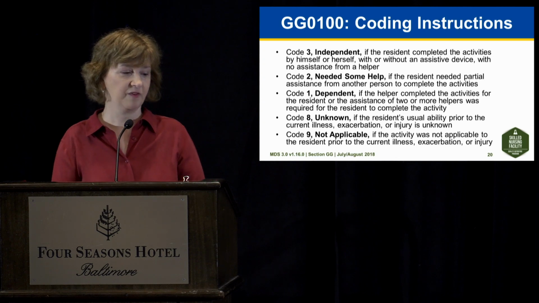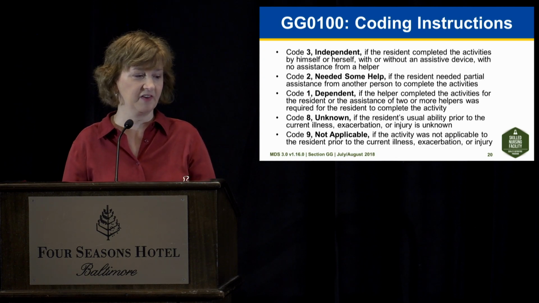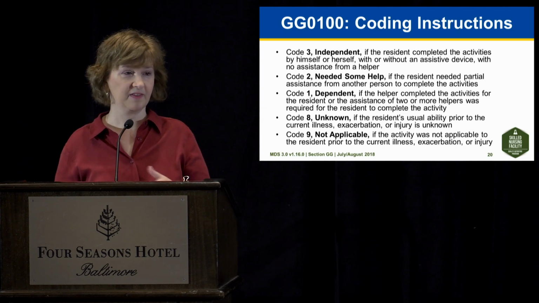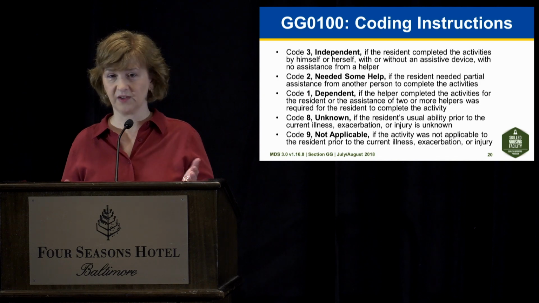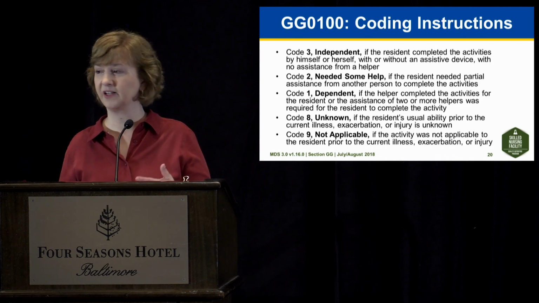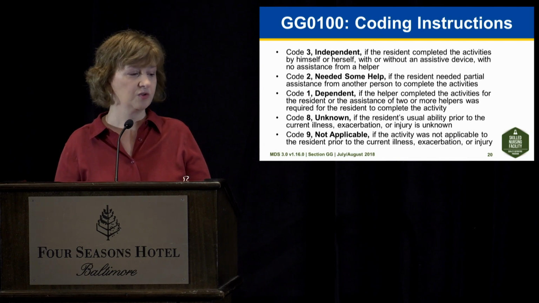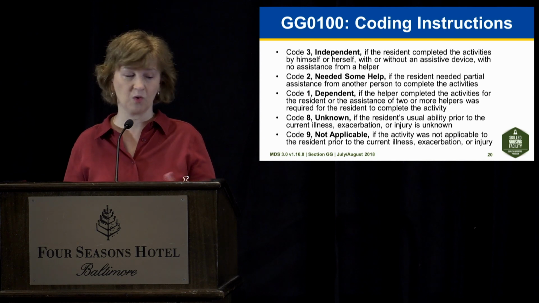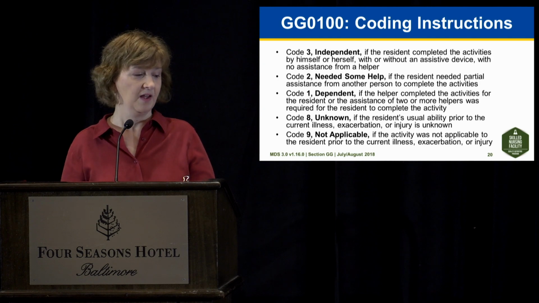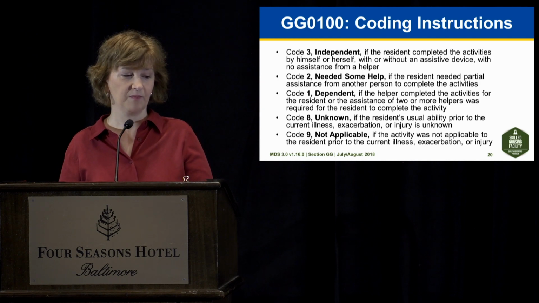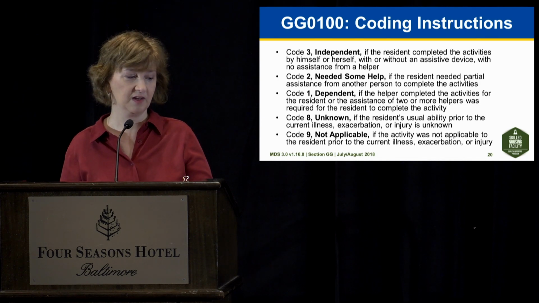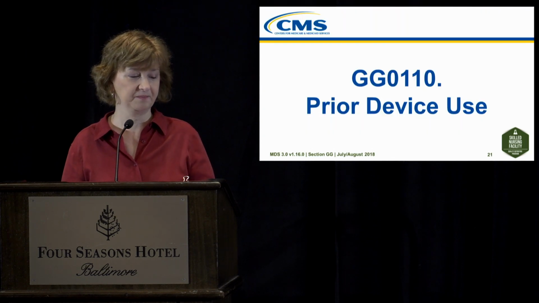So independent refers to the resident was able to complete the activities by him or herself with or without a device, it doesn't matter. So even if somebody used, let's say, a walker for the mobility or they used a cane, that's totally fine. They can still be independent. It relates to human assistance. Code 2, if the person needed some help, and that would be partial assistance, maybe with one or more of the activities and self-care. Code 1, if the person is dependent, if the helper completed the activities for the resident or the assistance of 2 or more helpers was needed. 8 is unknown, and 9, again, is not applicable.